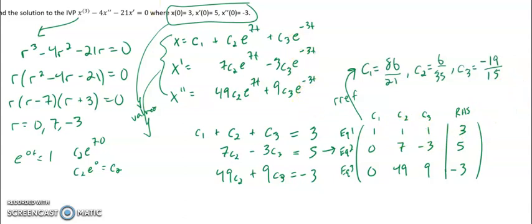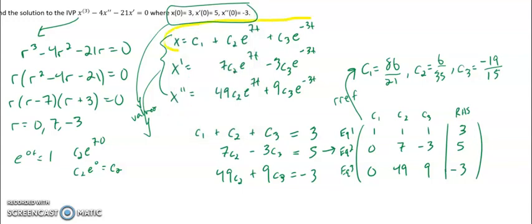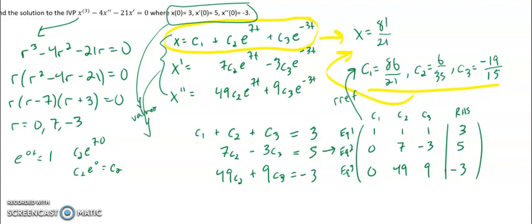And now what I'm going to do is, let me change different colors. I'm going to use those C values with this right here. So that line and this line are going to come together. And that gives me my final answer, which is that X is equal to 86 over 21, plus 6 over 35 times e to the 7t, minus 19 over 15 times e to the -3t.